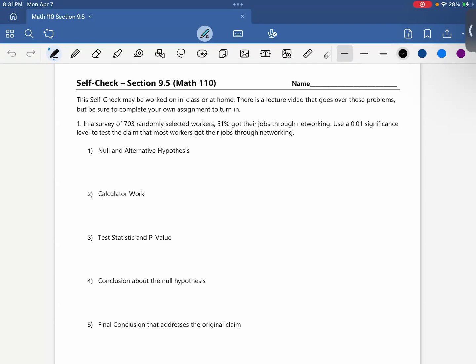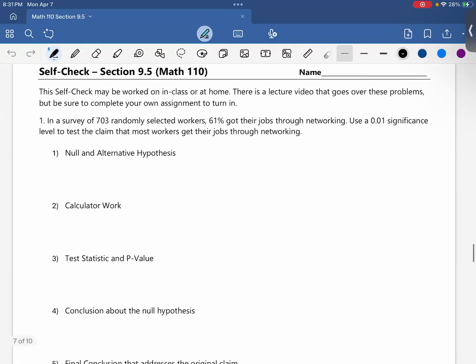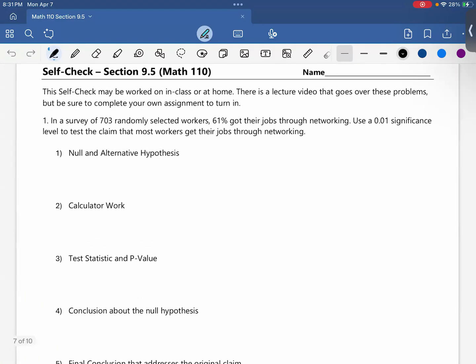Let's go ahead and take a look at number one. Number one says, in a survey of 703 randomly selected workers, 61% got their jobs through networking. Use a 0.01 significance level to test the claim that most workers get their jobs through networking.